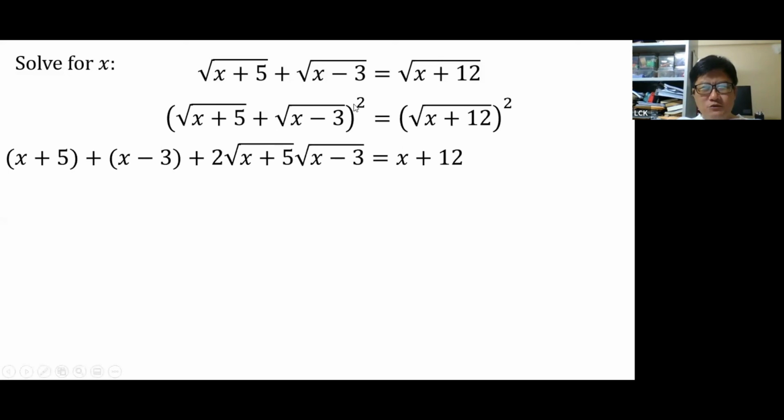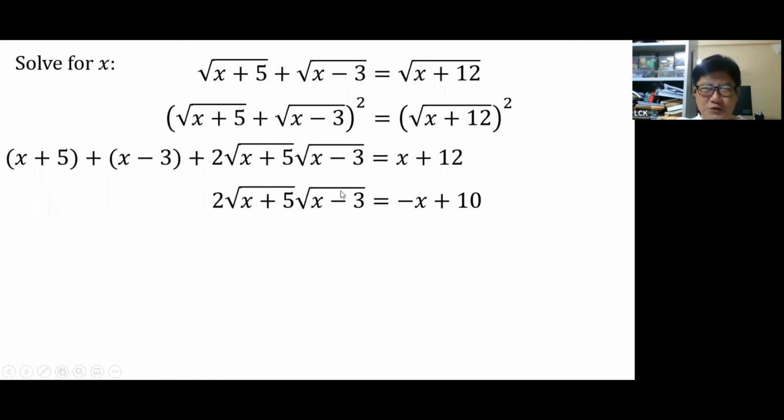So when you square both sides, you will see that this side, the square root sign disappears. Here you get x plus 5 plus x minus 3 plus 2 times square root of x plus 5, x minus 3. Now do the simplification here. You have a 2x plus 2. So when you bring that over, you will see that x minus 2x is minus x. 12 minus 2. How did I get a minus 2?